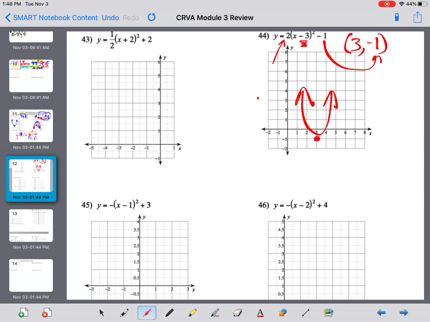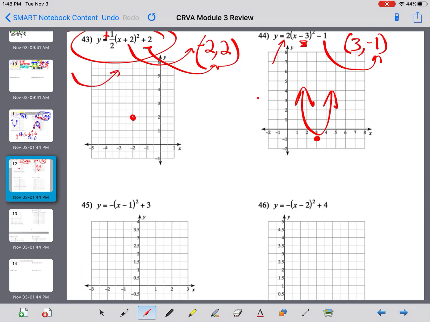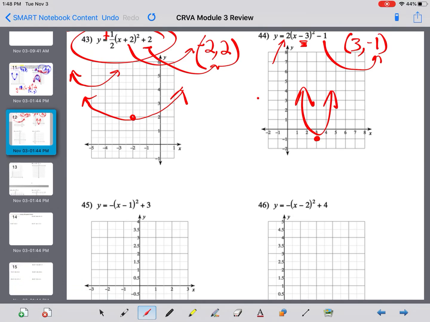And let's try this one right here. Take the opposite of what's inside with the x, it'd be a negative 2, and then a positive 2, bringing that along. So negative 2, positive 2, and then this is positive, so it's going to be a smiley face, but it's not going to be very steep because the A value is very small. So something like that. But again, you don't need to worry about the steepness, just up or down from the vertex.